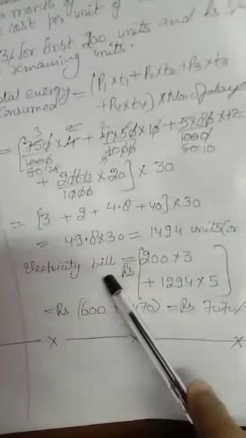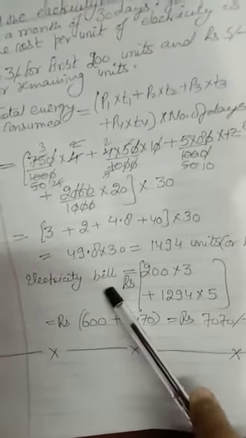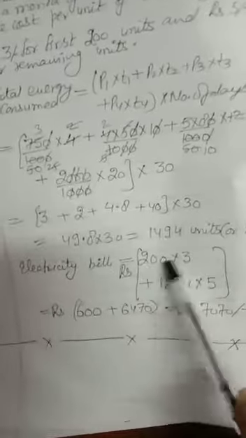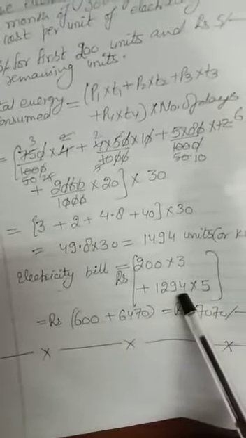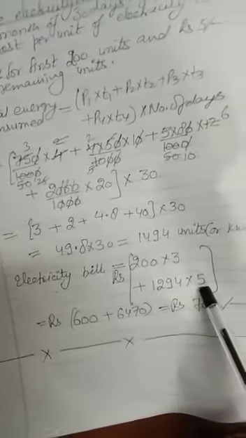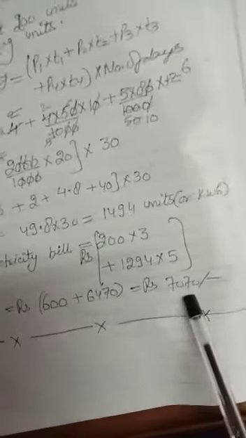The electricity bill it is given is rupees 3 for first 200. So that way we get for first 200 is rupees 3 and remaining 1294 it is accordingly rupees 5 per unit. So the total cost is coming 7070 rupees.